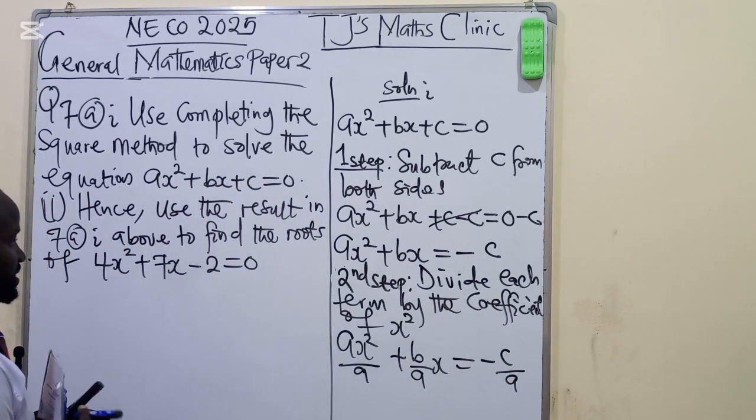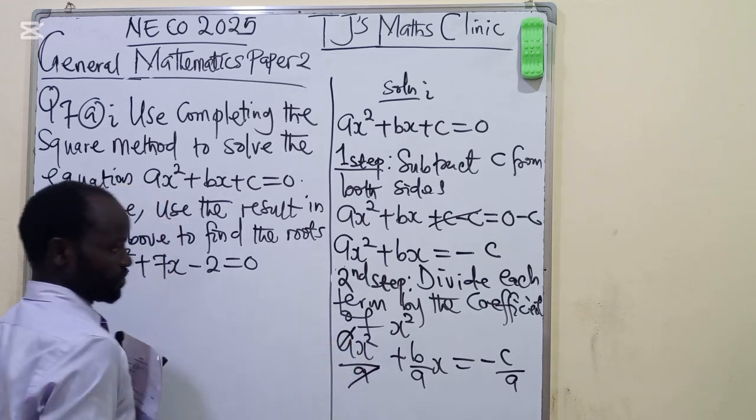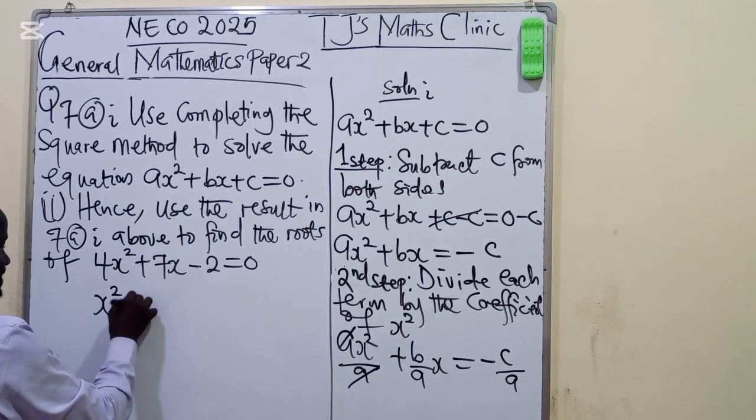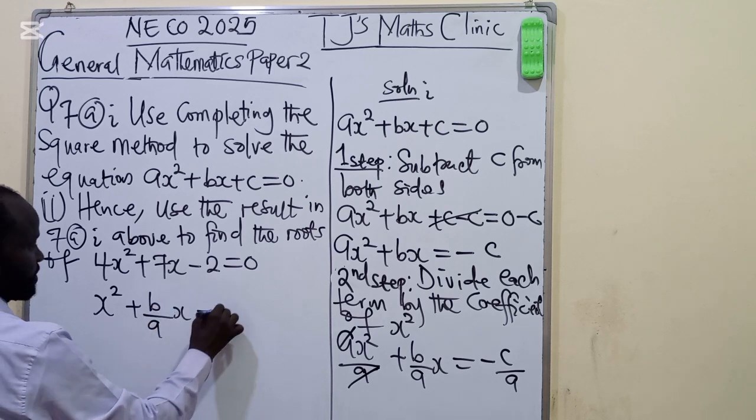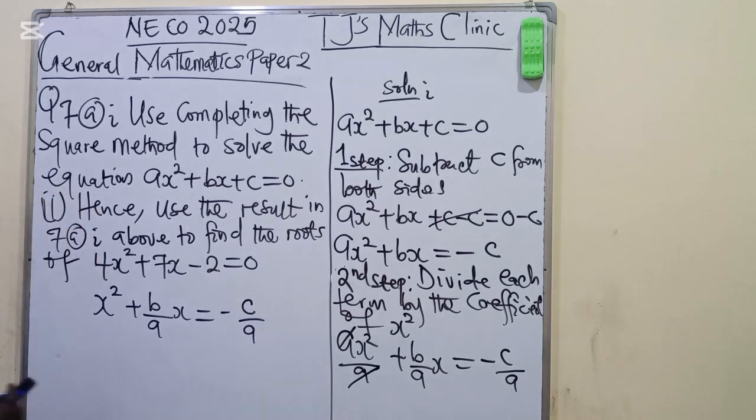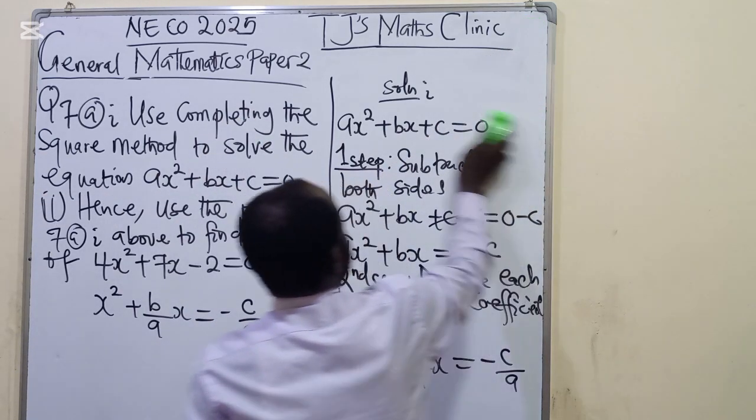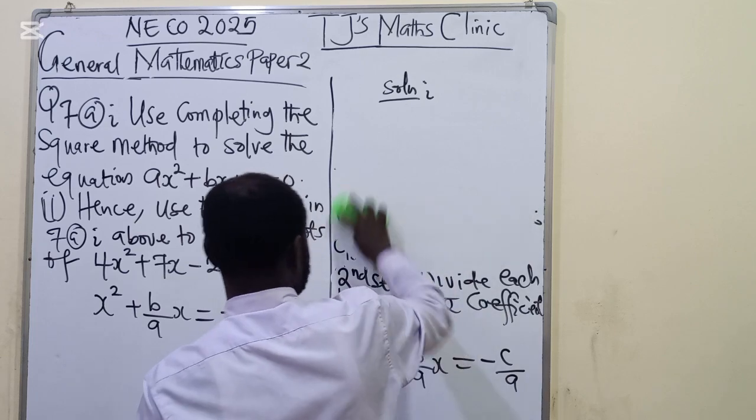Very important. We can reduce this. We'll have x squared plus b divided by a x will now be minus c divided by a. This is now step 2. Next step, that will be step 3 now. Permit me to clean step 1 so that we can move to step 3.